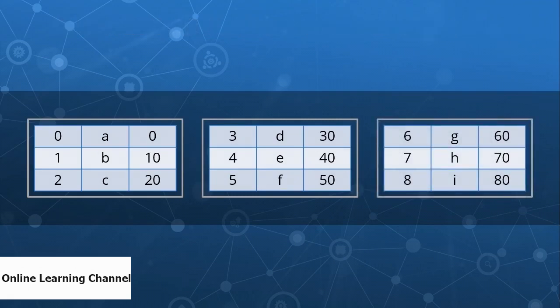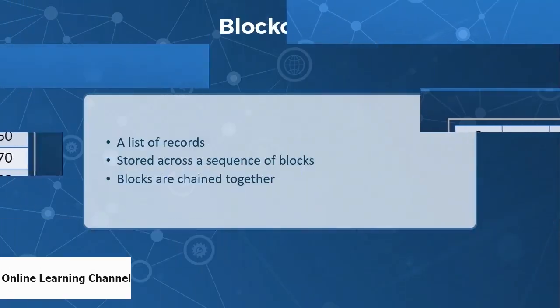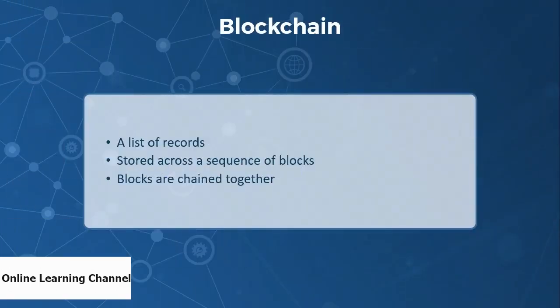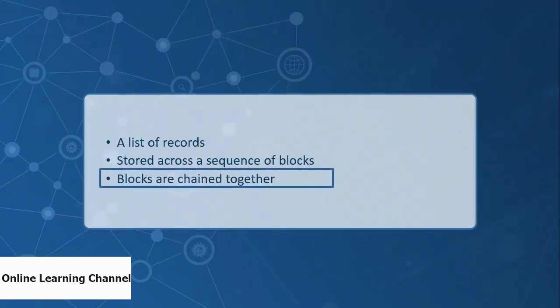So we have 3 records in each of these blocks. And also notice over here that within each of these 3 blocks, the sequence of the records is maintained. However, in order to maintain an overall sequence of all of the records from 0 through 8, we need to ensure that there is a sequence of blocks as well. And this is precisely why we need to chain the blocks together in order to enforce that sequence.